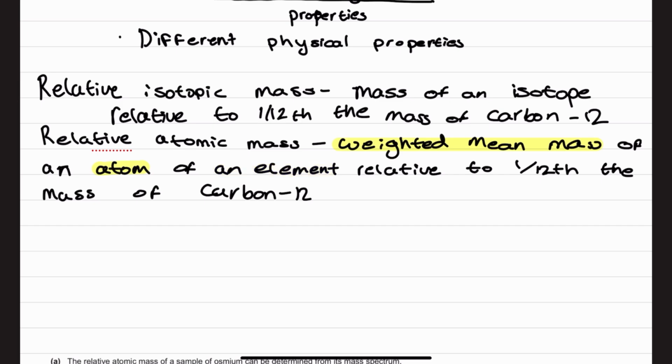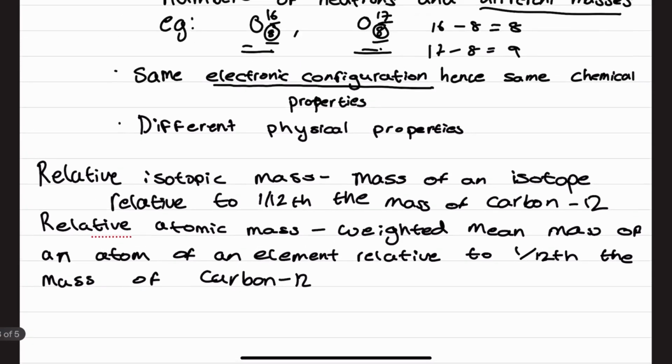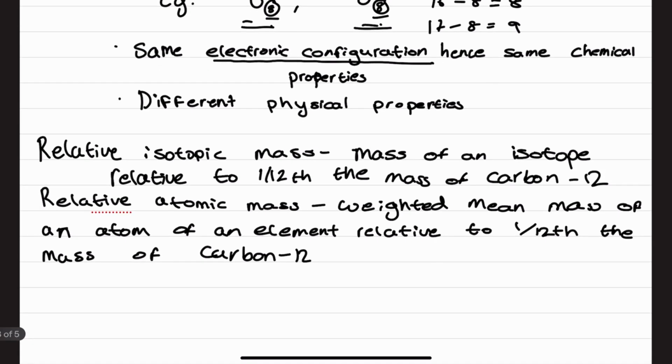Now, as I said before, you don't entirely have to understand the definitions really, but just so we have a better understanding later on of something that I'm going to bring up, I do want to describe it. So, relative isotopic mass. As we spoke about the isotopes before, isotopes are atoms of the same element with different numbers of neutrons and different masses, right? So, this is talking about the relative masses of each individual isotope. That's why it says the mass of an isotope.